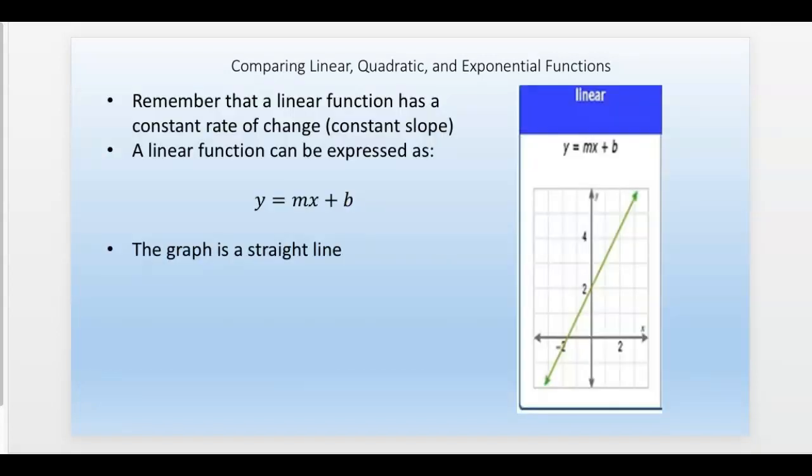Now, just to review, remember, guys, a linear function has a constant rate of change. It has a constant slope. The graph is a straight line. And you remember, y equals mx plus b, where b is the y-intercept and m is the slope, okay?